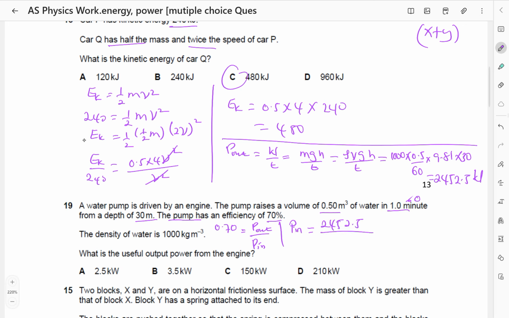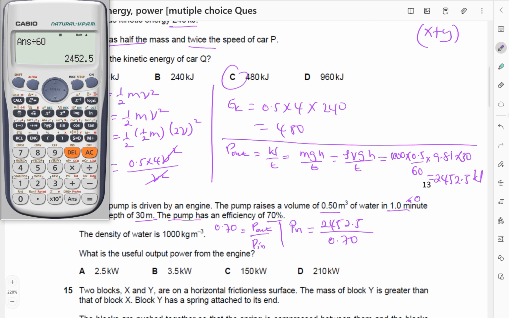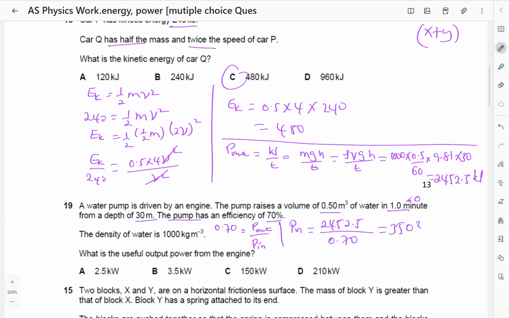2452.5 divided by the efficiency, which is 0.70. So this is going to be equal to that divided by 0.70, which gives us 3503. So this is 3503, and that is approximately 3.5 kilowatts. So this is what comes from the engine and is delivered to the pump.